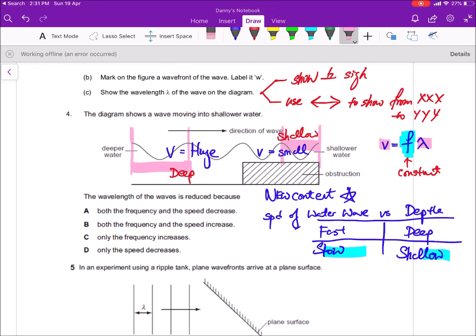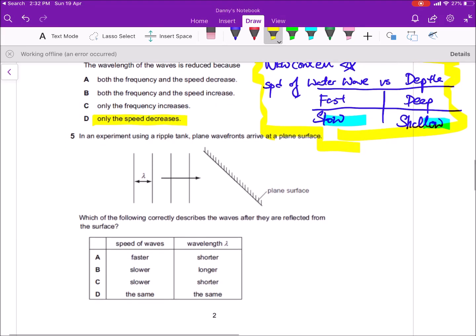So in this case, you need to know this new content before you can answer this question. The wavelength decreased because the speed has dropped, and the frequency actually remains constant, only the speed drops.